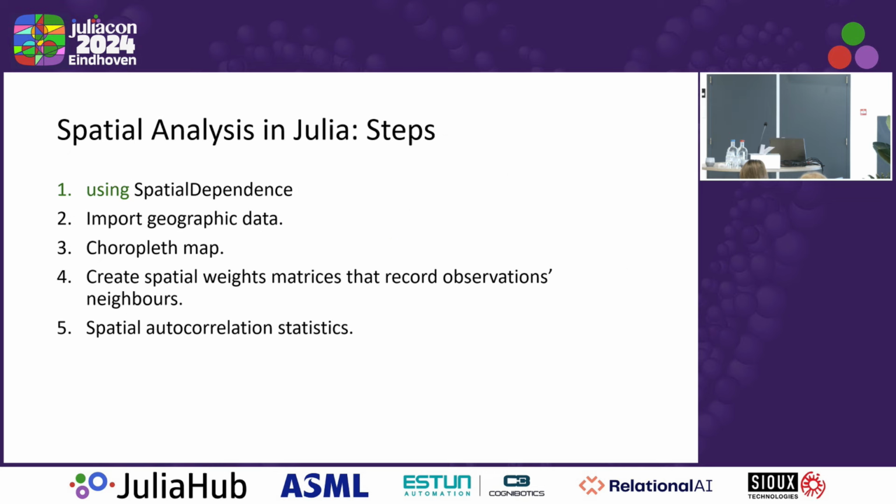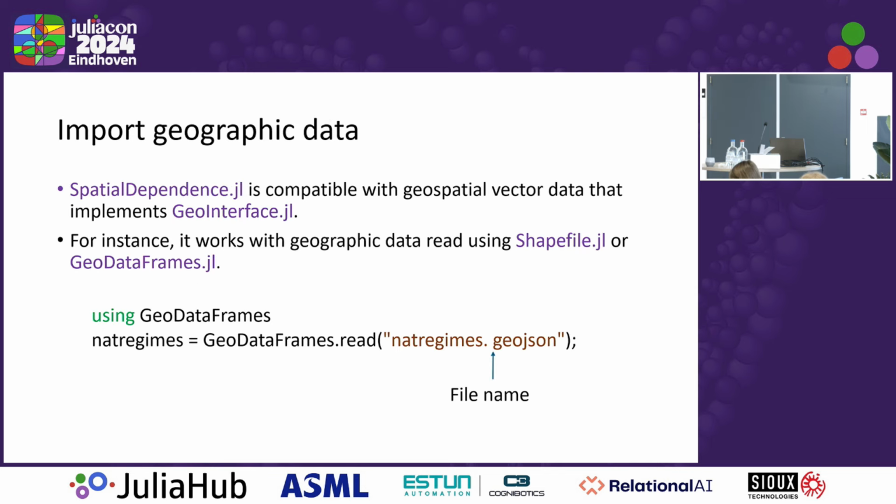Okay, so to perform a spatial analysis, we have to do some steps. Of course, in Julia, the first step is to load the package with the using command. And then we need to import some geographic data. And then we can start making some maps, create a spatial weight matrix that collects the relationship between our spatial observations, and then compute some statistics for spatial autocorrelation.